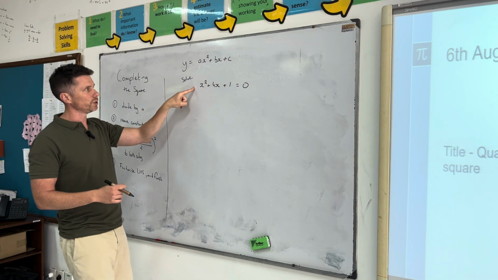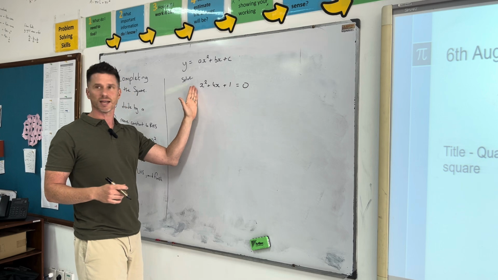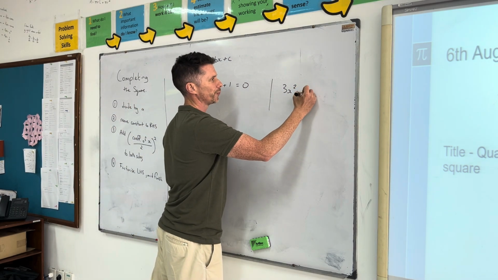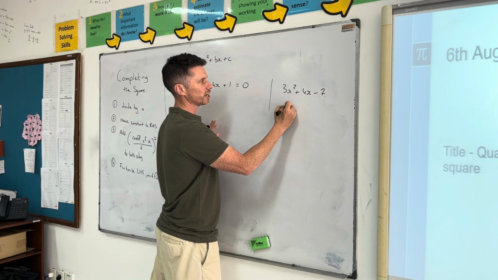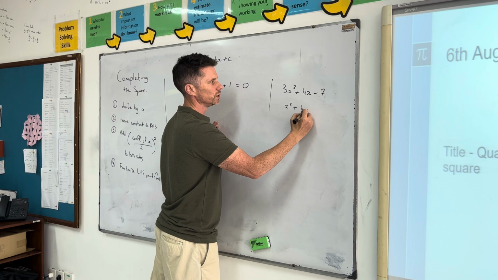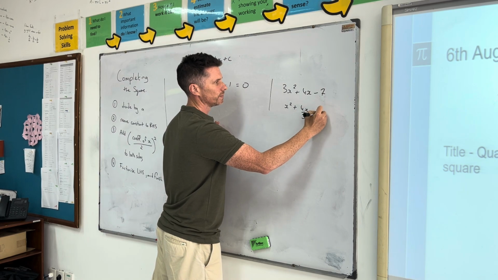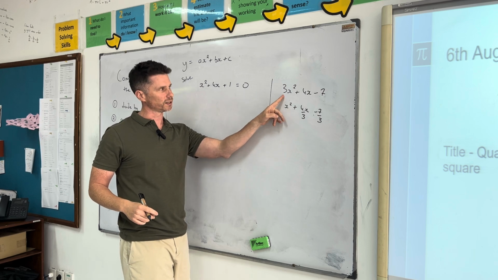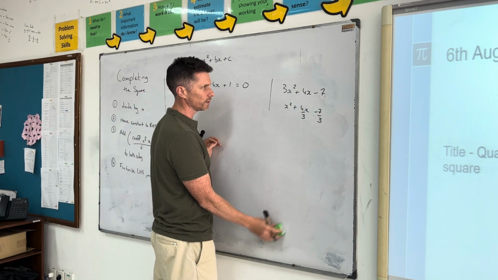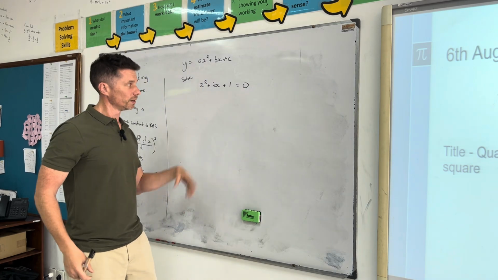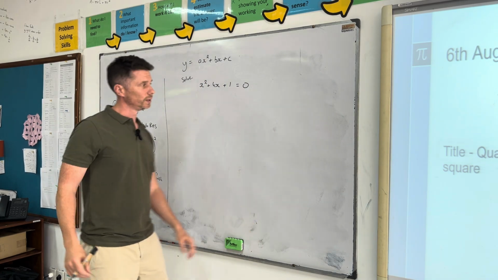If a was 2, you divide everything by 2, so you'd get a down to 1. So if it was 3x squared plus 4x minus 7, your first step would be to do this. Do you see what I've done? So this brings it down to 1. I divided this by 3, and the other terms will not be as easy.